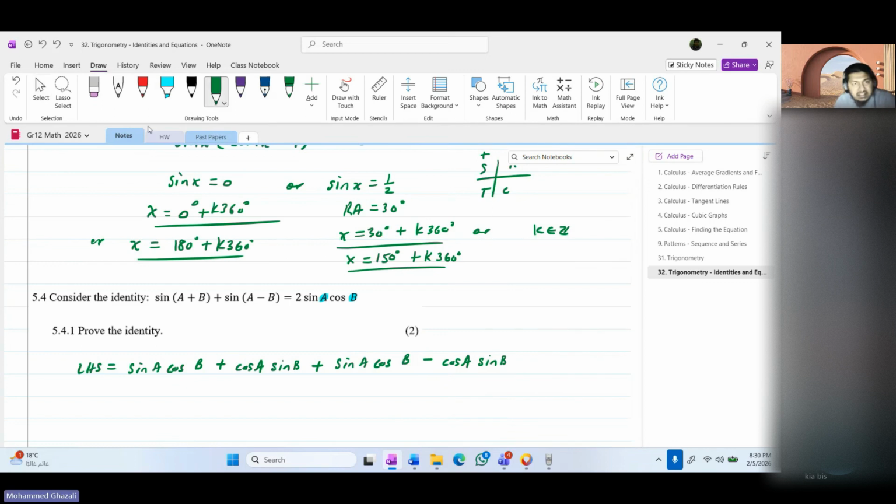Now you can clearly see there's something that's going to cancel out. Sine A cos B, something must cancel out here. Yeah, this cancels out because it's opposite sign. That one and that one is out. And now you've got sine A cos B plus sine A cos B. I'm saying that twice, so there's 2 sine A cos B, which is equal to the RHS. So I've proved the identity.